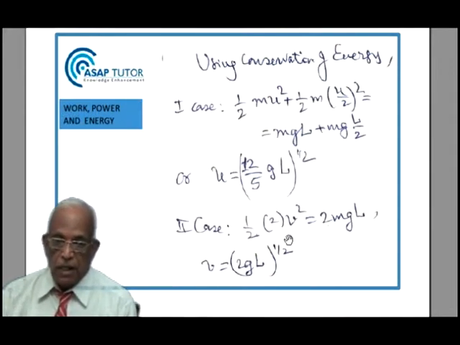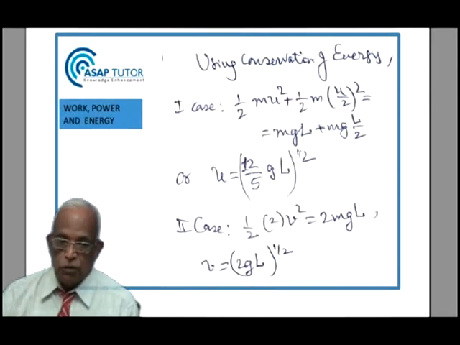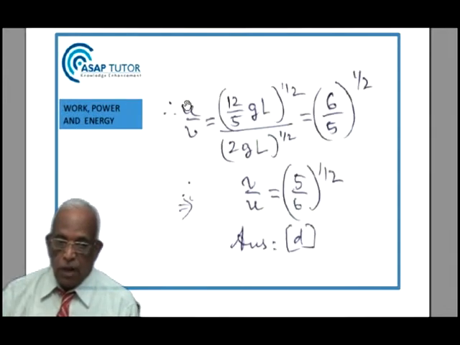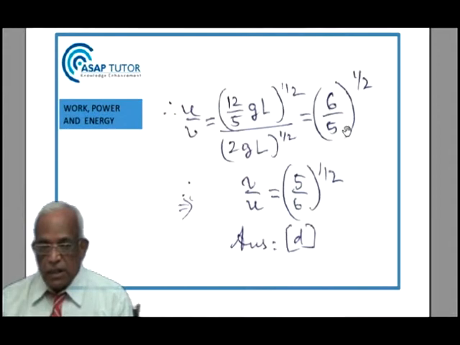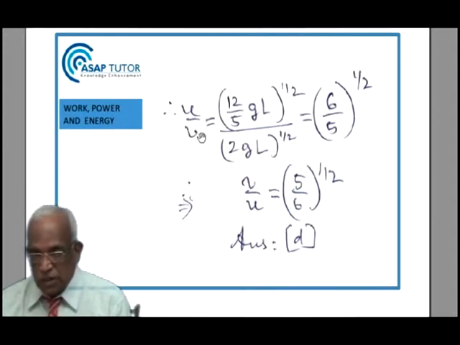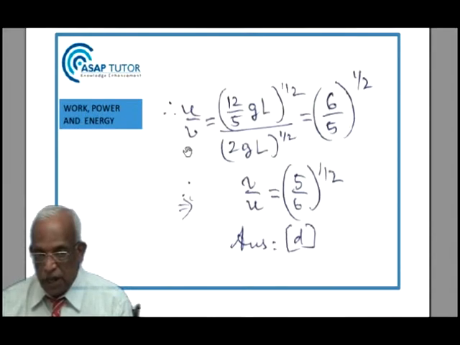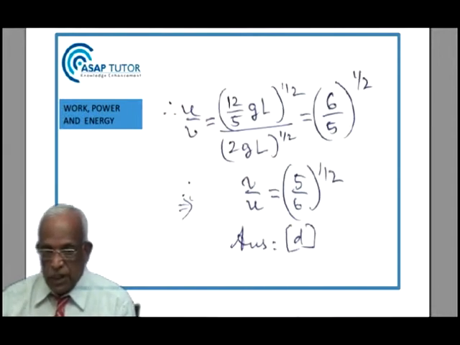In case 2, I find that half 2m v square equal to 2 mgL. By the same method, I get v equal to (2 gL) raised to half. Now I am interested in U by V, so (12 by 5 gL) raised to half and (2 gL) raised to half. Things cancel, giving you (6 by 5) raised to half. But notice that I need not U by V, but V by U, which is (5 by 6) raised to half. So the answer is going to be D, that is (5 by 6) raised to half in this case.